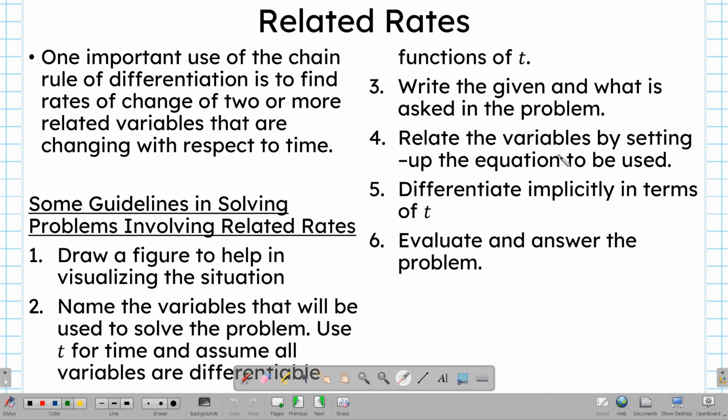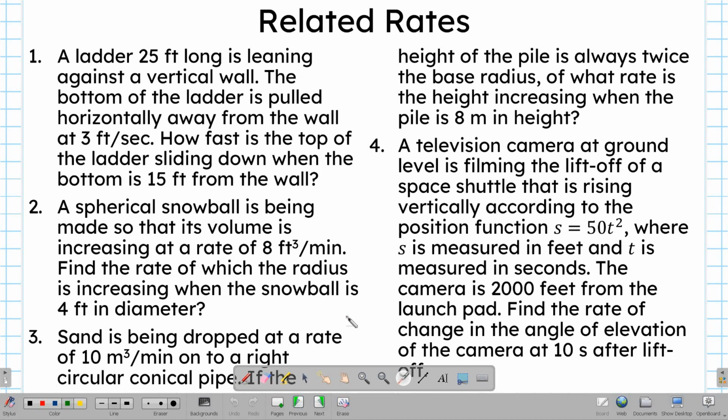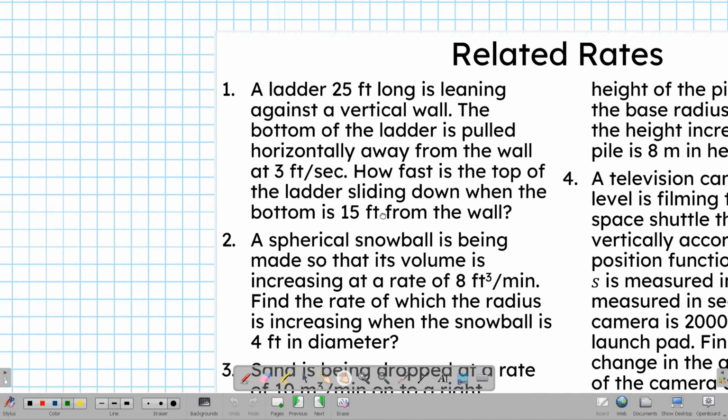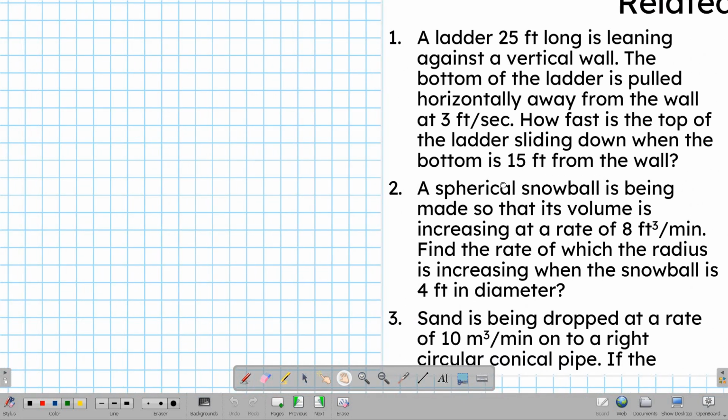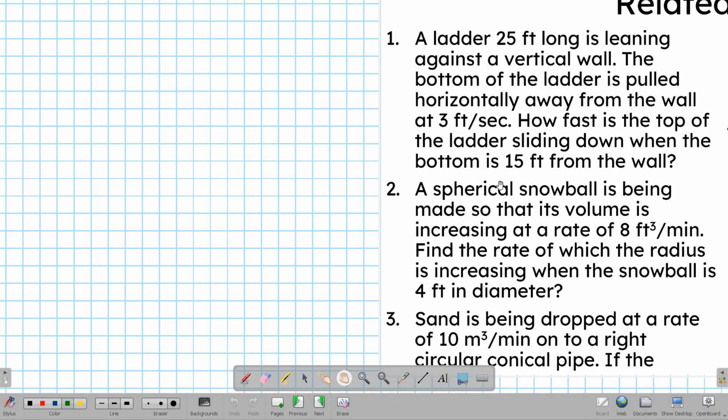So let's have some examples for related rates. First, we have a ladder that is 25 feet long leaning against a vertical wall. The bottom of the ladder is pulled horizontally away from the wall at 3 feet per second. How fast is the top of the ladder sliding down when the bottom is 15 feet from the wall?